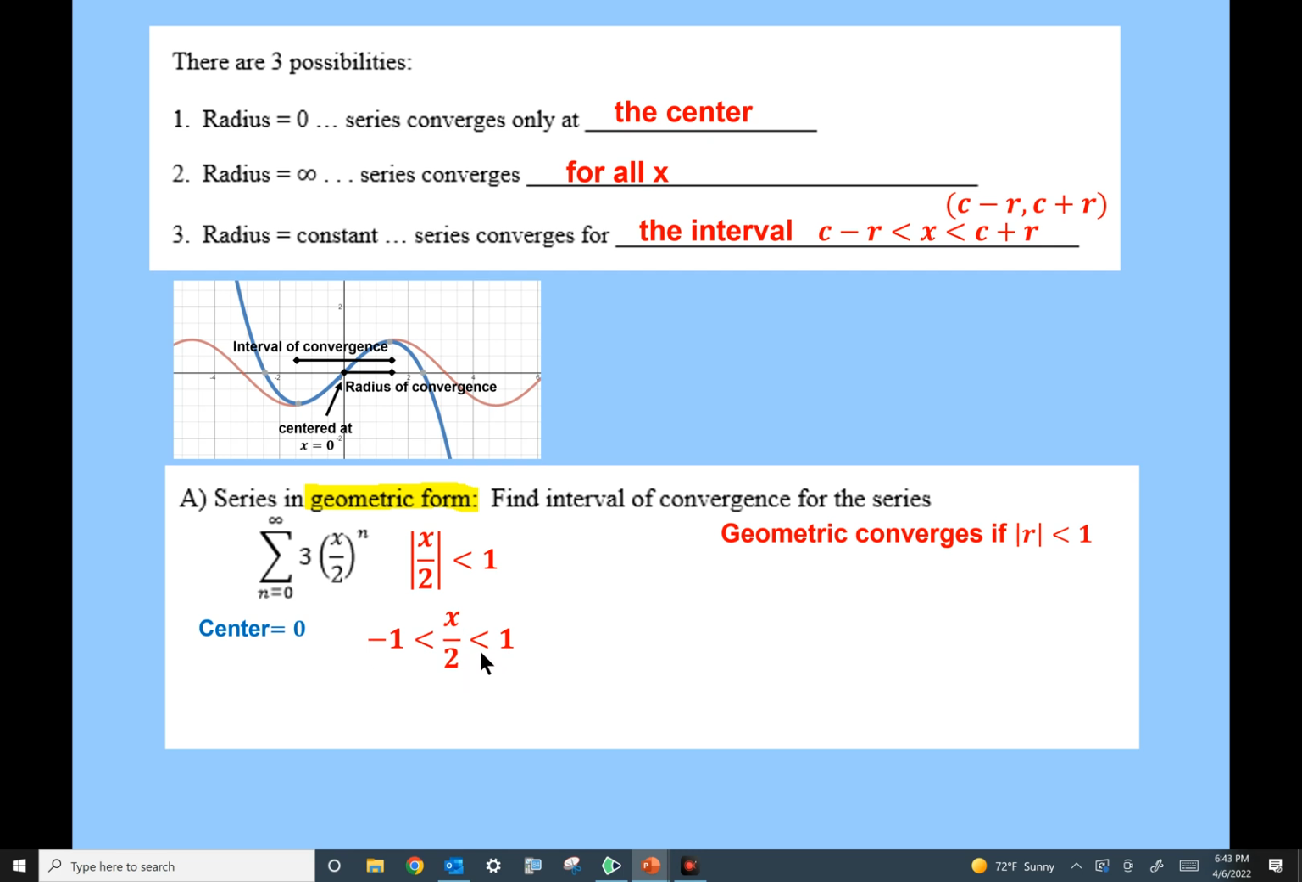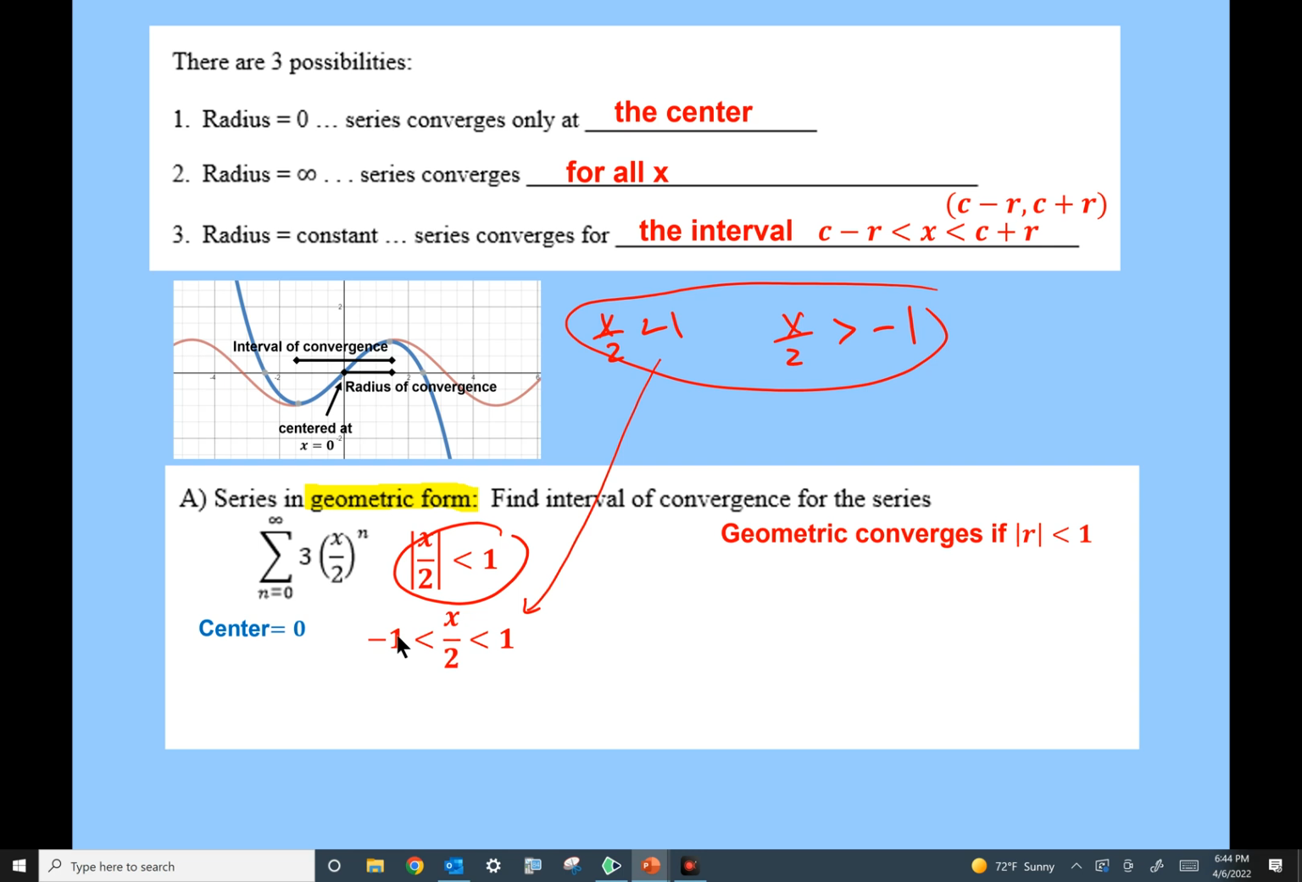We could say x over 2 has to be between -1 and 1. And it might be that when you first learned how to solve this kind of inequality, you learned, oh, you should write two inequalities. You should say either x over 2 is less than 1, or x over 2 is greater than -1. But I think it's smarter to write these together as one inequality, because if x over 2 is less than 1, that's what we have right here on the right side. But if x over 2 is greater than -1, that's what we have written right here. So we're just going to write it as one line and then solve it that way.